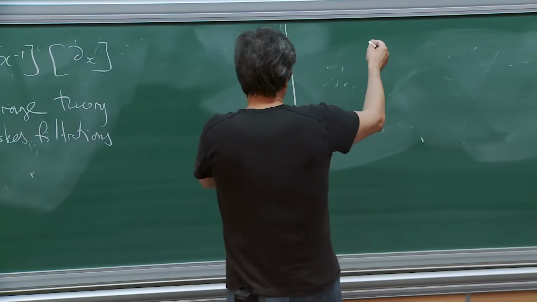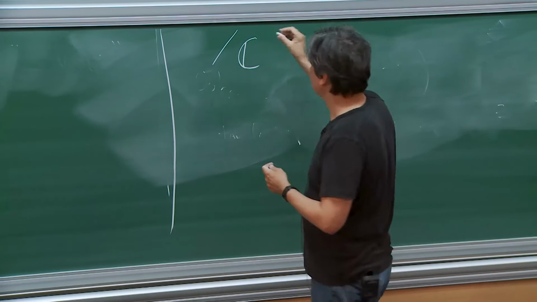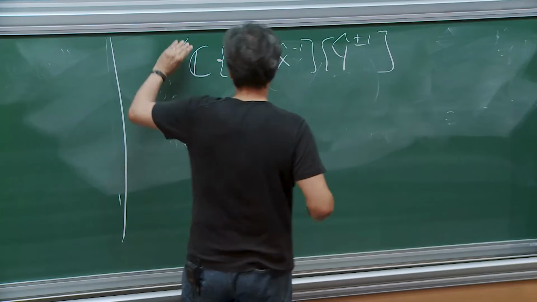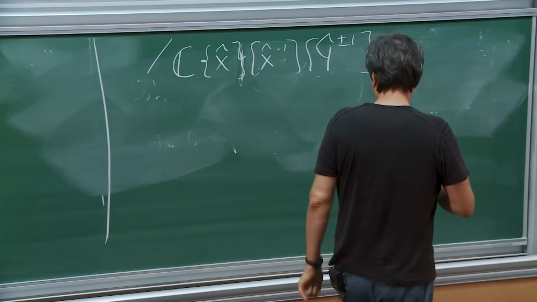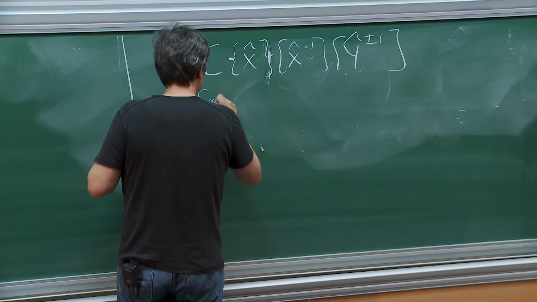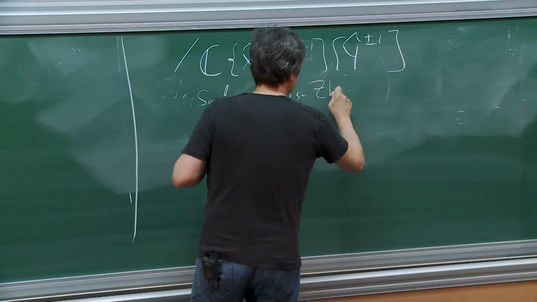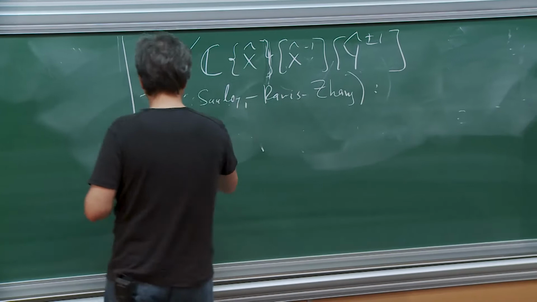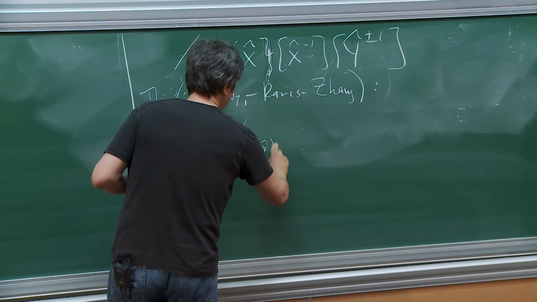But what goes on here? One can ask the same question in the q-difference equation case. So consider x hat, x hat inverse, and you consider modules over this ring. There was a very nice recent result by Sauloy, Ramis, and Zhang, which can be formulated as follows: holonomic D-modules over this thing are equivalent to the following.